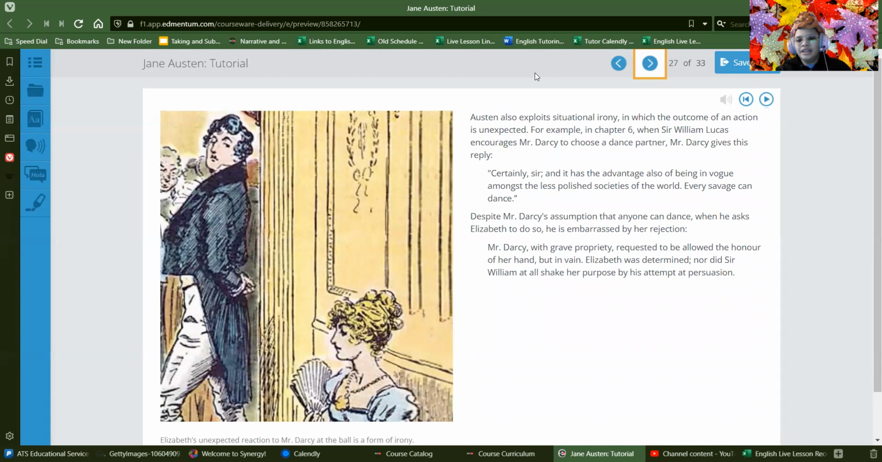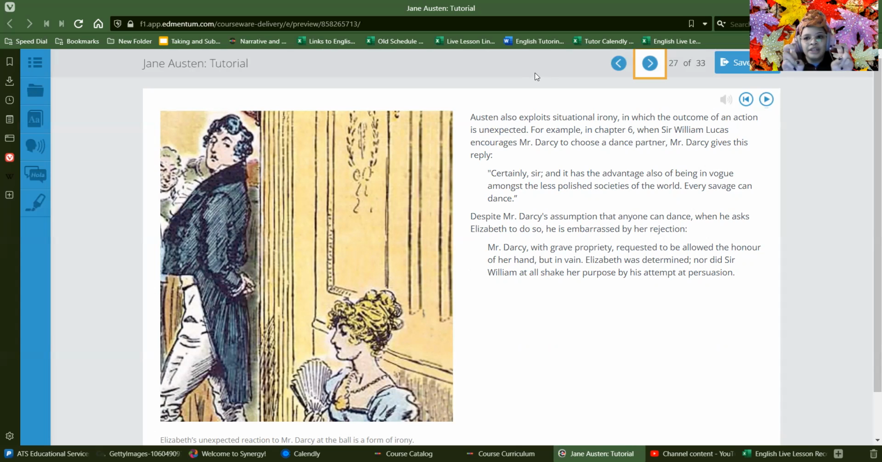So he assumes everyone can dance, and more importantly, what he's implying is that anyone who can dance would want to dance with him because of his class. But he asks Elizabeth, and she's like, "No, no, thanks." So it doesn't actually end up the way that he would expect.